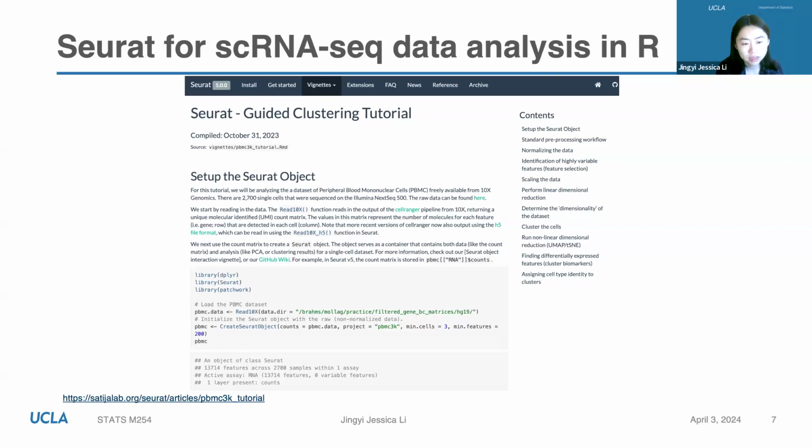So for PBMC data, it's a count matrix. You load it into the Seurat function, create Seurat object, to convert it to a Seurat object because Seurat has its own structure for use in other downstream steps. Okay, so we will first check the steps for single cell data analysis.